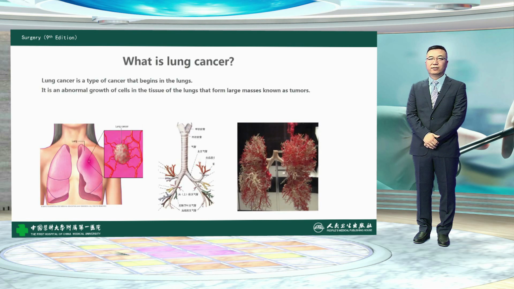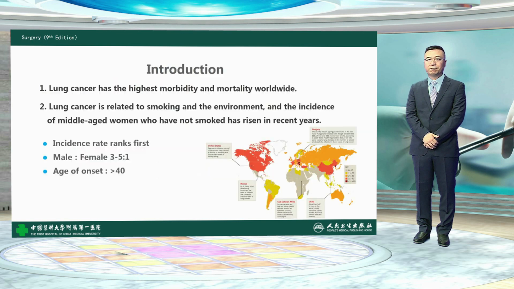What is lung cancer? Lung cancer is a type of cancer that begins in the lungs. It's an abnormal growth of cells in the tissue of the lungs that form large masses known as tumors. Introduction. Lung cancer has the highest morbidity and mortality worldwide. Lung cancer is related to smoking and the environment. And the incidence in middle-aged women who have not smoked has risen in recent years.